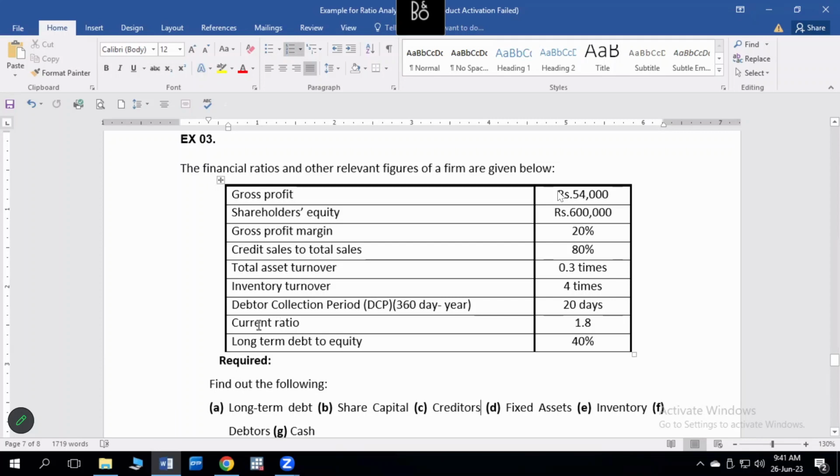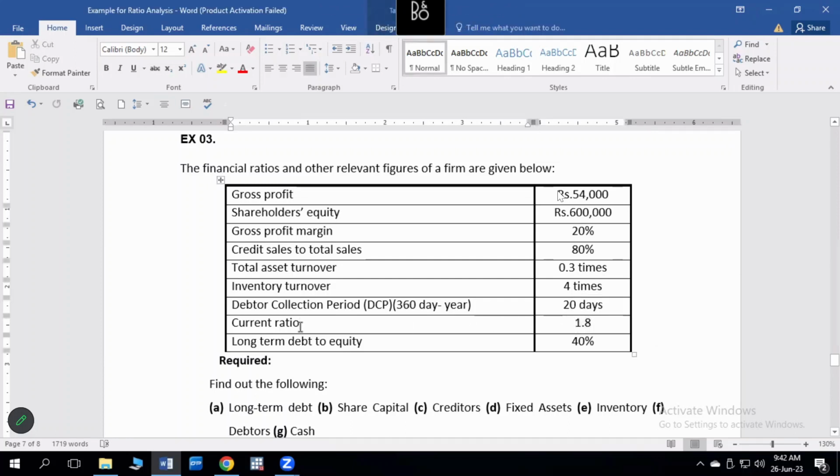You may know that you are given the current ratio as 1.8:1. Meaning that for 1 rupee of current liability, 1.8 rupees of current assets are there in the firm. That's the meaning of the 1.8 current ratio. What else can you have?